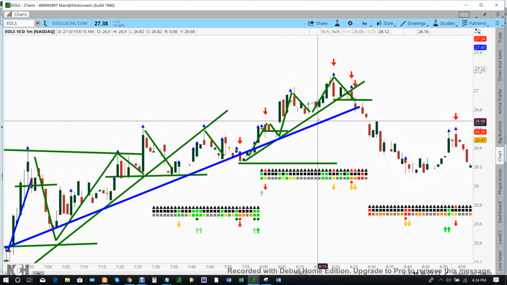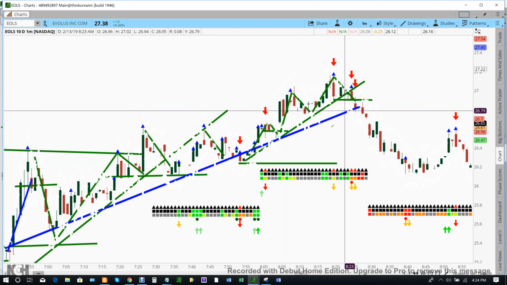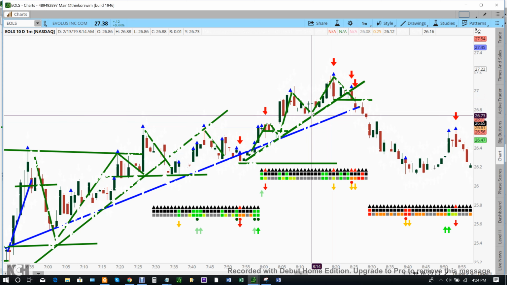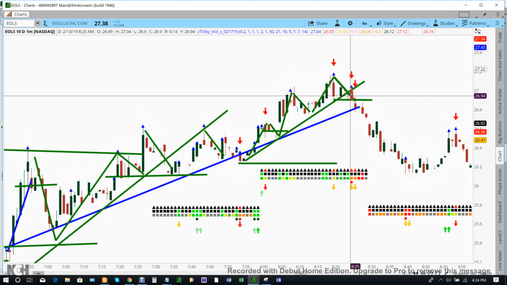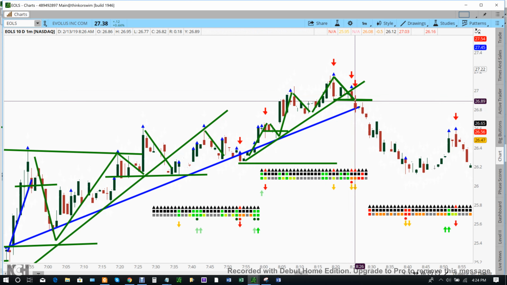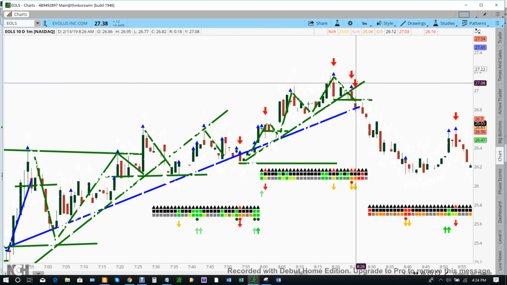Then it comes back down. And now we got this green resistance diagonal line. We got a new diagonal line. It comes down, hits the diagonal, goes back up, comes down, breaks through the diagonal. So the price broke through. That's one of them where it broke through. We get 3 down arrows, so this is probably going to be it.